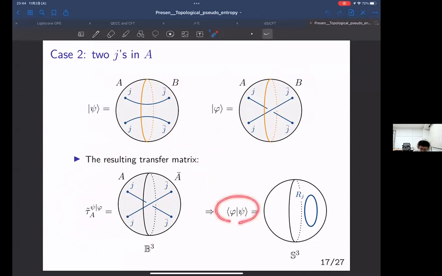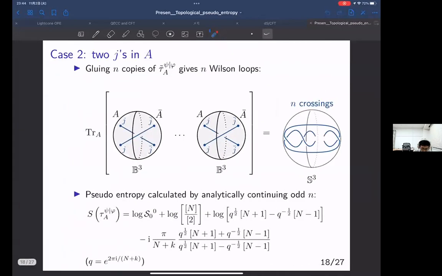So the inner product between psi and phi is actually one Wilson loop. Take n copies of them. So you get a highly non-trivial Wilson loop. This is just one Wilson loop, but it has n crossings. Okay, it is a bit non-trivial. Maybe my figure is not so clear. So there are n crossings, self-intersections, and such a partition function is a bit tricky to calculate. But there is a nice algorithm by Witten to calculate such a partition function, and we calculated the partition function for integer n. n equals 2, 3, 4, 5.